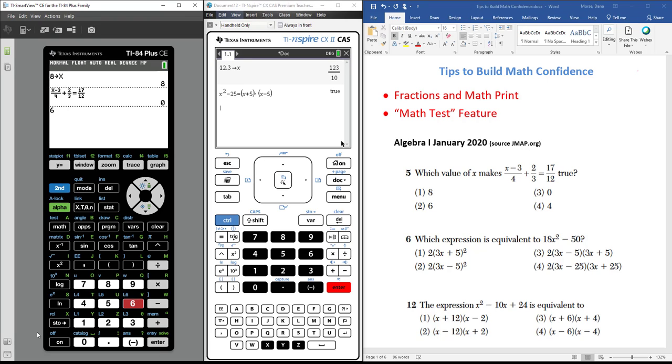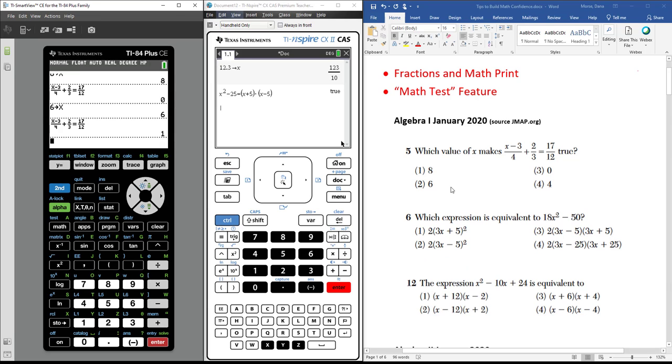I could try 6 and store that in for x. And if I execute that line after the 6 has been stored in for x, it will substitute in 6, and I get the verification that it's correct.